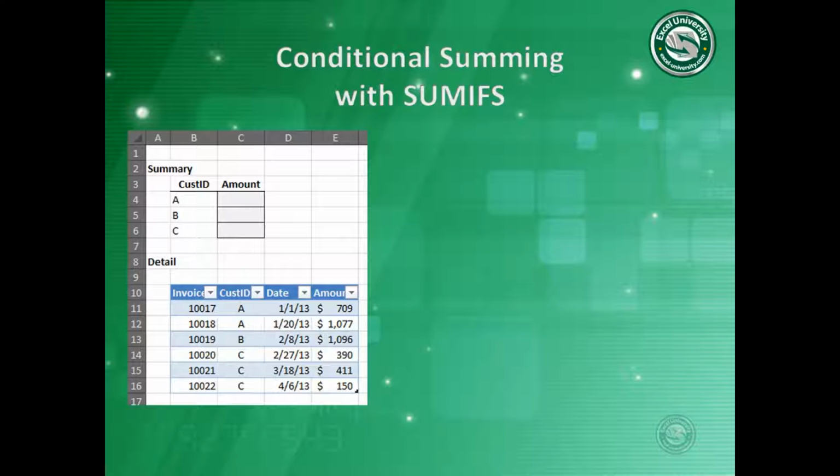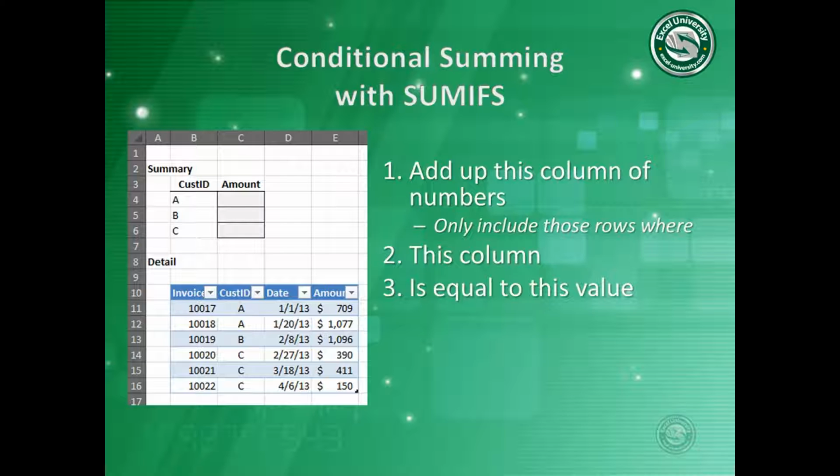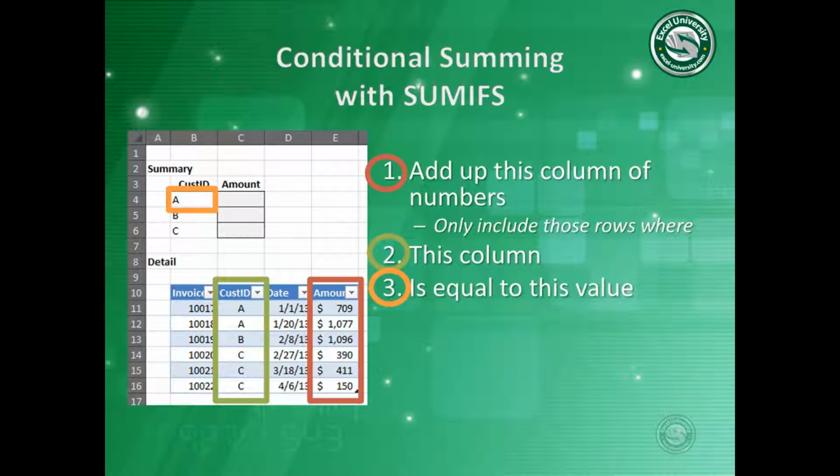I like to think about conditional summing like this. Add up this column of numbers, but only include those rows where this column is equal to this value. So in the screenshot, it would be add up the amount column, only include those rows where the cust ID column is equal to our cust ID. This is the exact same logic that the SUMIFS function uses.